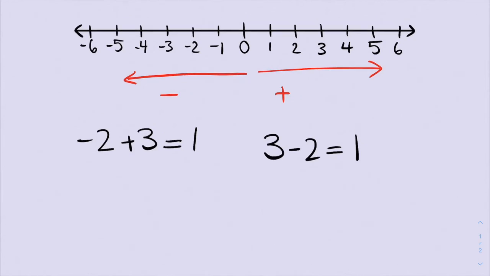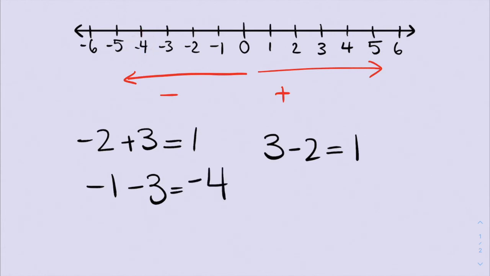So this time we're going to start at negative 1, we're going to minus 3. So we start at negative 1 on our number line, we're minusing, so we go to the left, and we go backwards 3, and we end up at negative 4.